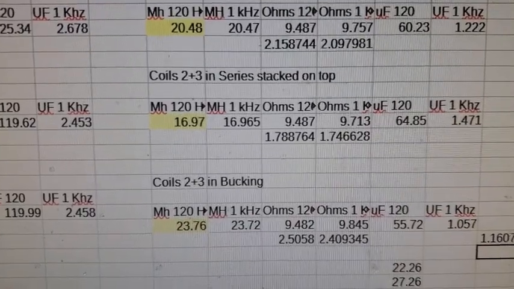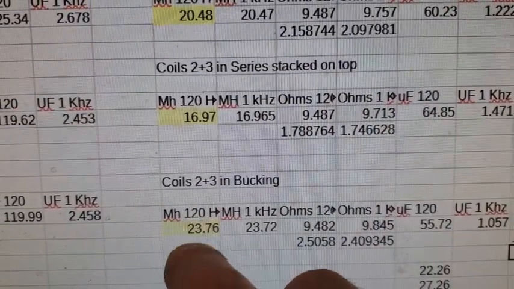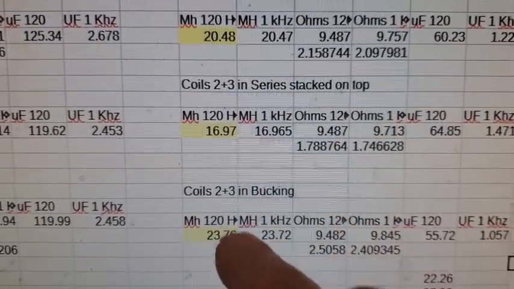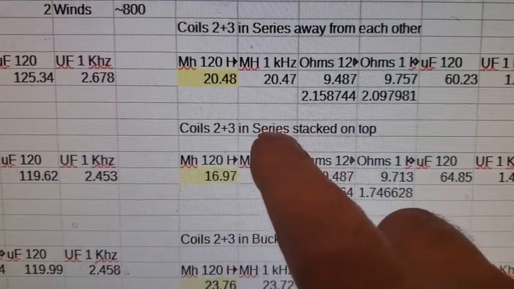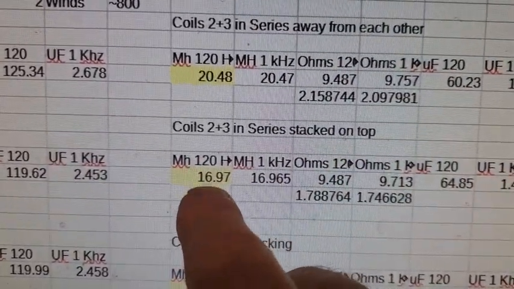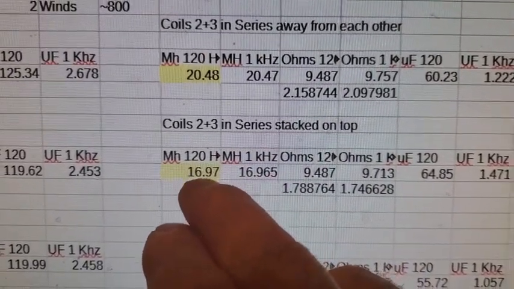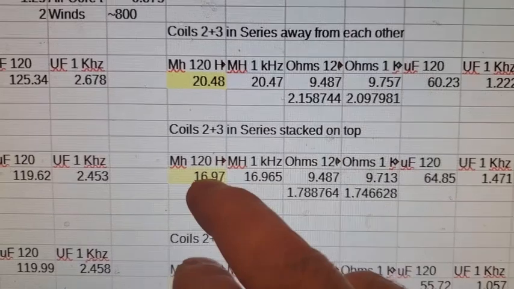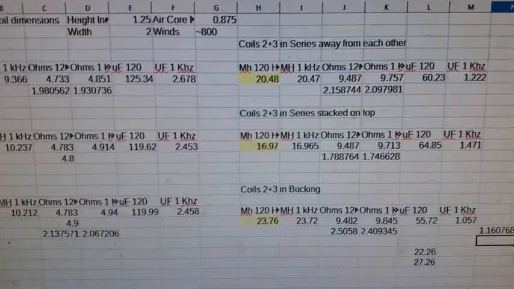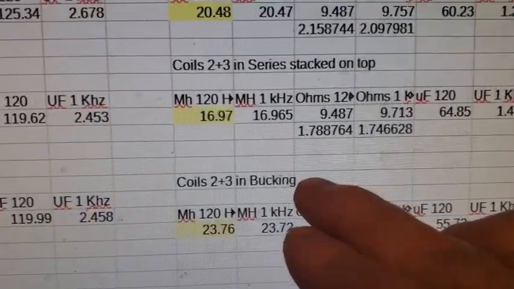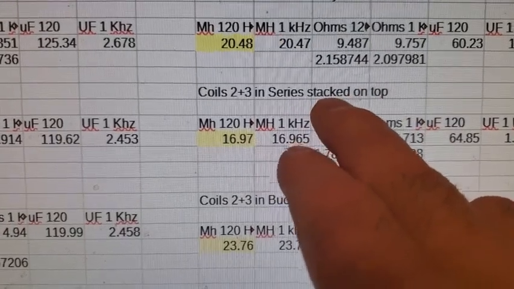But I don't mean to be a dick about this, I think this is not the bucking. This is the counterwound. This is the bucking, because when they're bucking, you see the millihenries go down. I'll show a dramatic example, two progressively more dramatic examples, in a moment. So that's wrong. I would label that counterwound, and I would label this bucking.